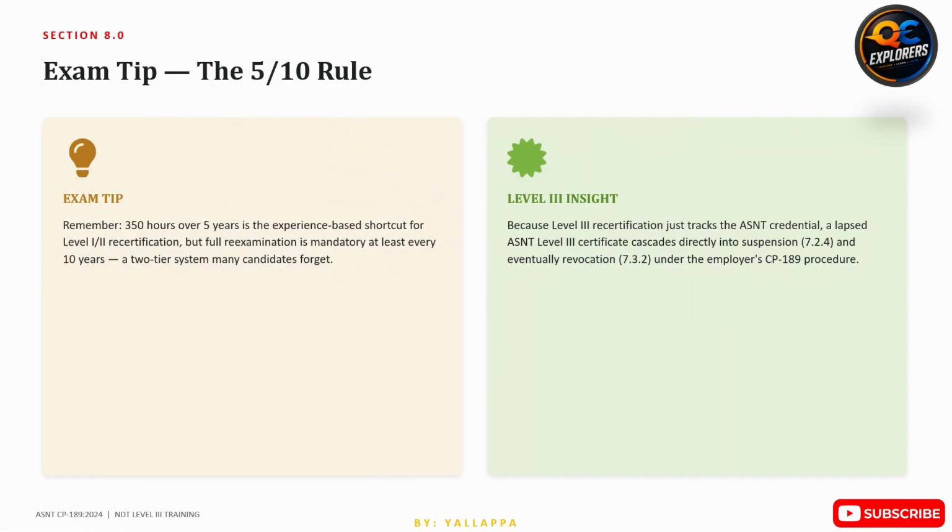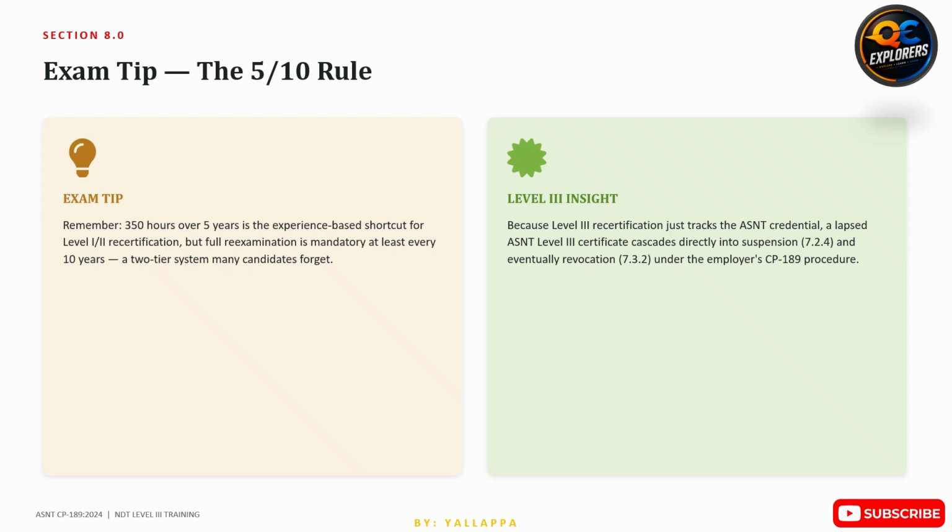In this slide, we'll cover one of the easiest rules to remember for the ASNT CP-189 examination, the 5-10 rule. For Level 1 and Level 2 personnel, recertification can be achieved every 5 years by documenting at least 350 hours of experience in the certification method during that 5-year period, and successfully passing the required specific examination. This provides an experience-based pathway without repeating the complete certification process.